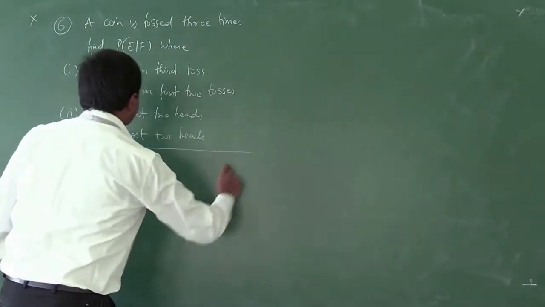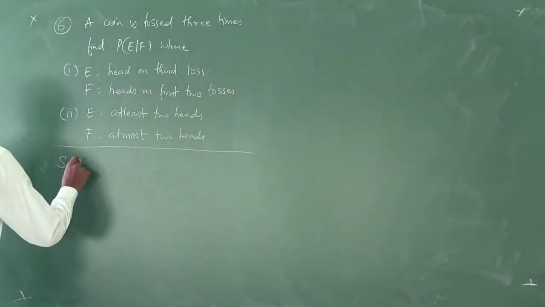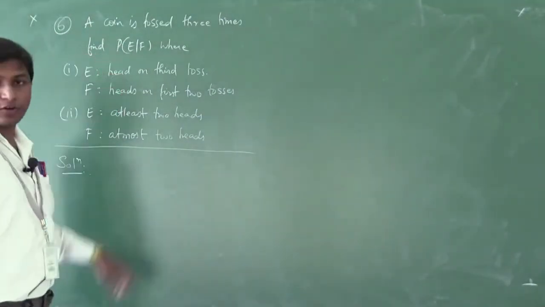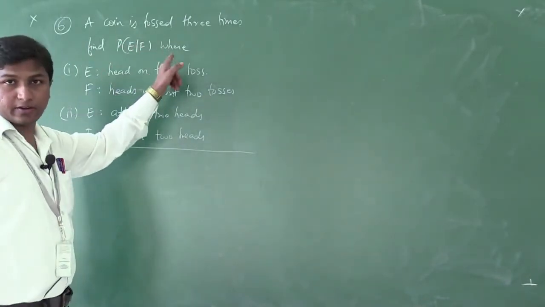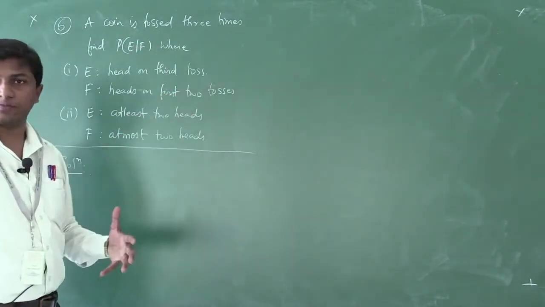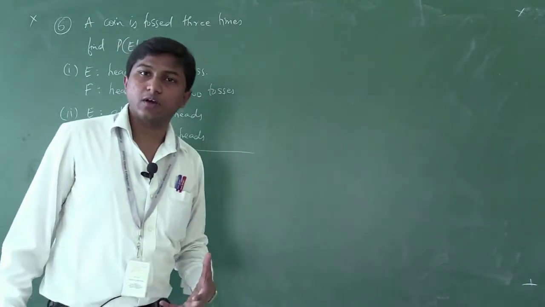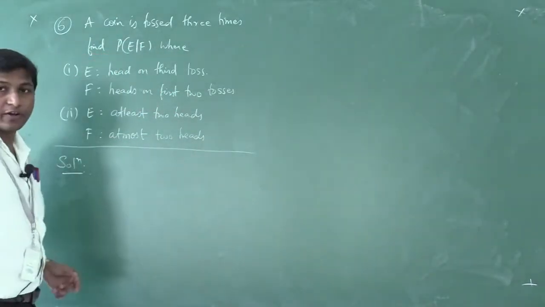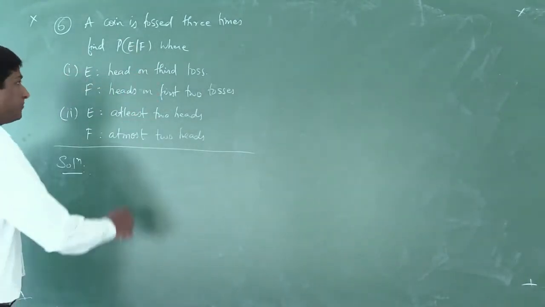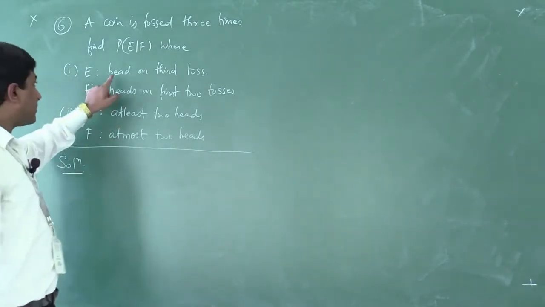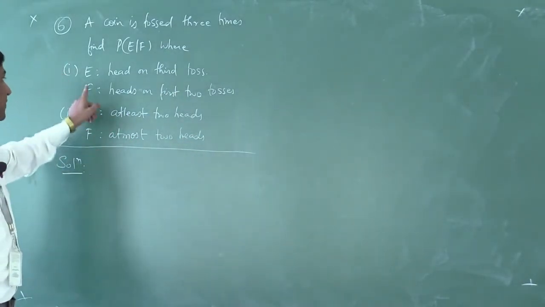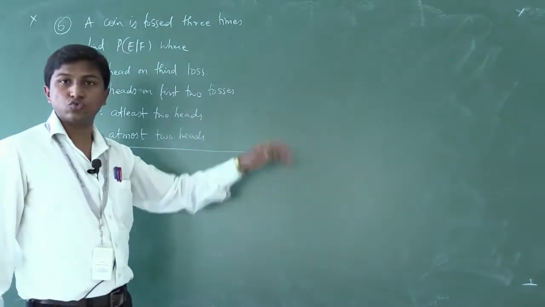Okay. So the question here is asking us to find out the value of P of E bar F. What is the random experiment given in the question? A coin is tossed three times. So the random experiment is tossing a coin three times and we have to find out P of E bar F. But look at sub question one here. What is event E? Event E is head on third toss. What is event F? Event F is heads on first two tosses.